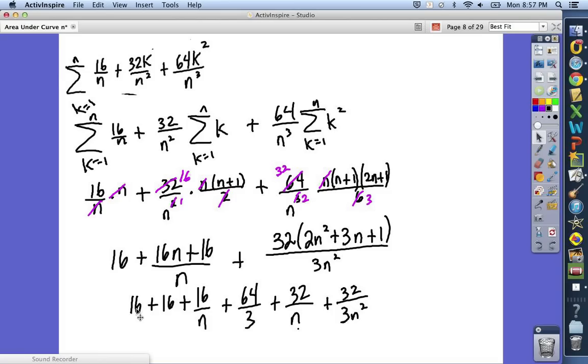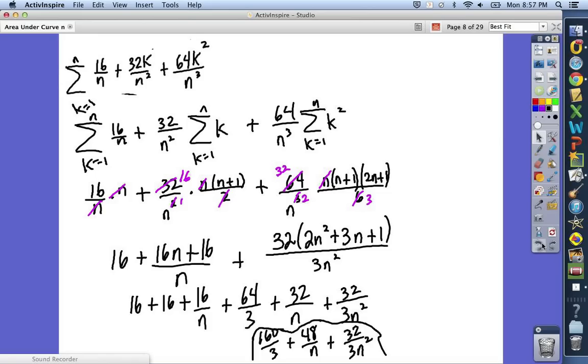Combining like terms, regular numbers: 16 and 16. Numbers with just n in the bottom: 16 and 32. And then with the n squared, 32 over 3n squared. I neglected to say 64 over 3 is also a regular number. So it's 16, 16, and 64 thirds. And then the 16 over n and the 32 over n combined, and the 32 over 3n squared. Leaving us with 160 over 3 plus 48 over n plus 32 over 3n squared. Now that would be the final answer if you just said n rectangles. So that is the approximate area under the curve.